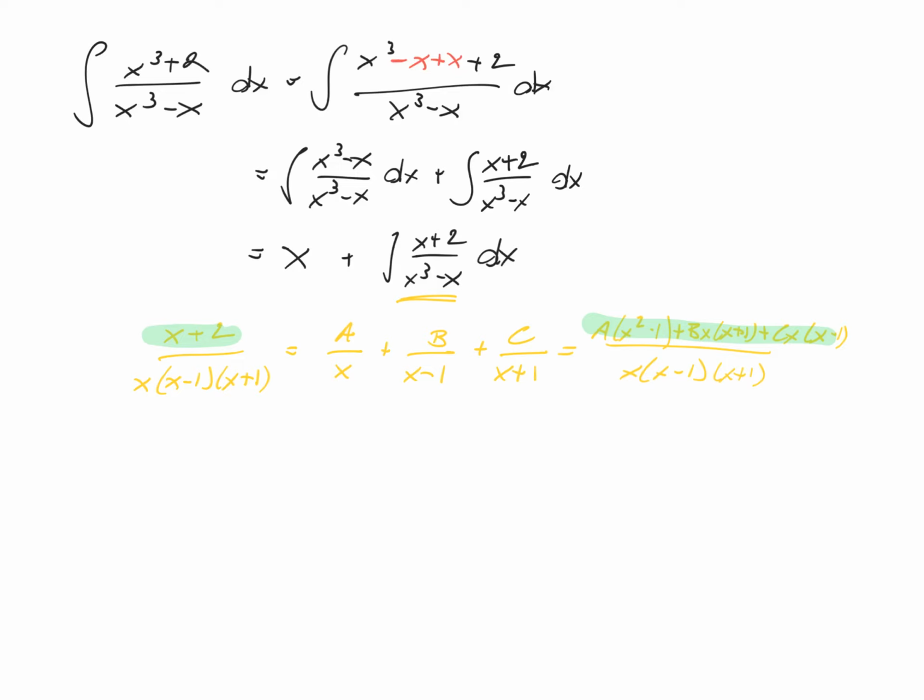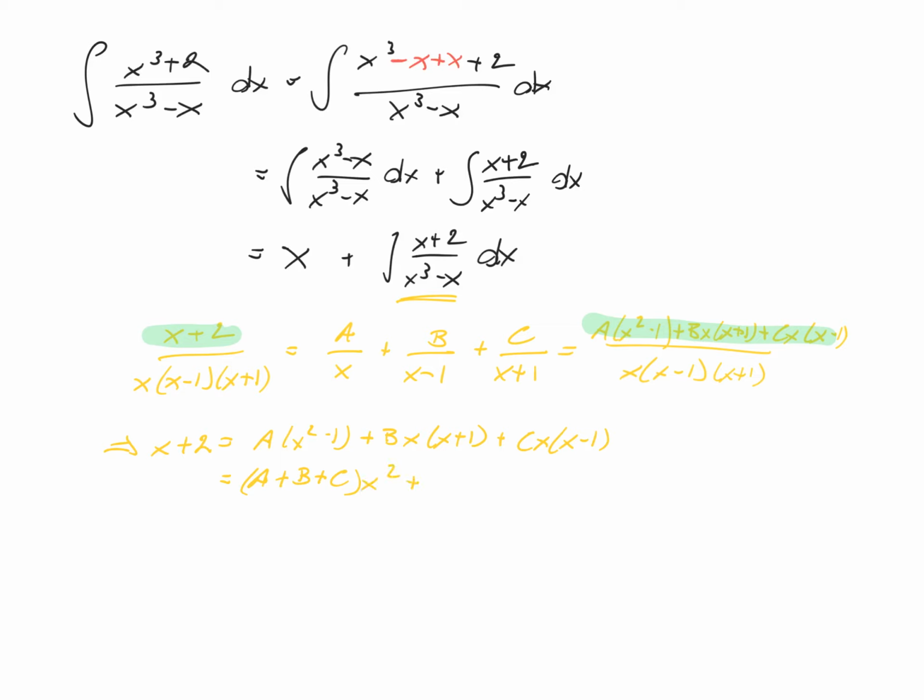So you have these two expressions which have to be the same, which allows you to find a, b, and c. Let's write this down. This gives me that x plus 2 is equal to a times x squared minus 1 plus b x plus 1 plus c x minus 1. Let's then group the powers of x. So in x squared we have a plus b plus c.